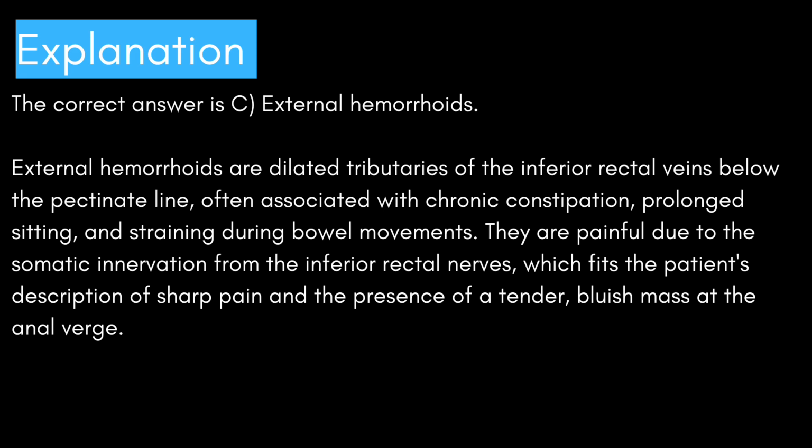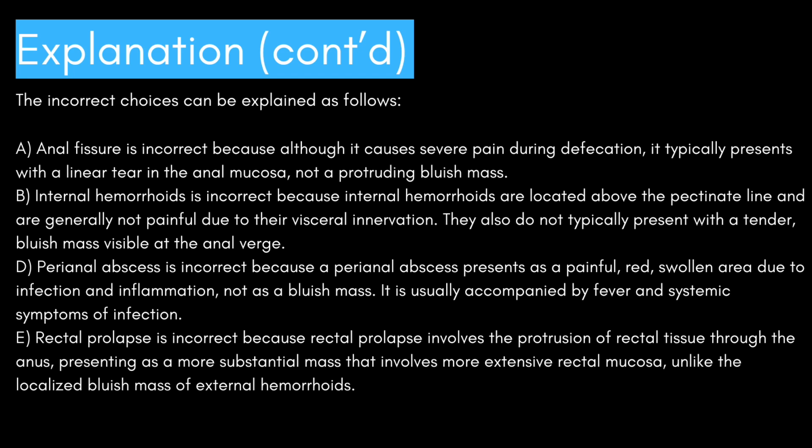All right, let's go ahead and see why the other answer choices are incorrect. The incorrect choices can be explained as follows. A. Testicular torsion typically presents with sudden, severe pain, often accompanied by nausea and vomiting, and the testicle is usually tender, swollen, and positioned higher in the scrotum. This acute condition is a surgical emergency and does not present as a chronic painless mass.